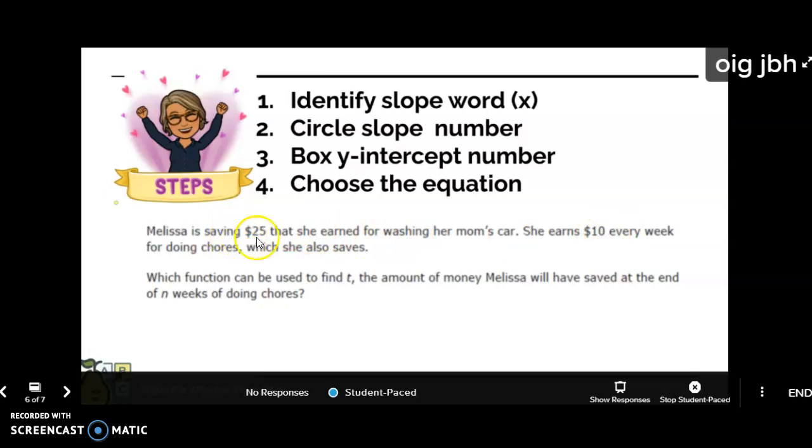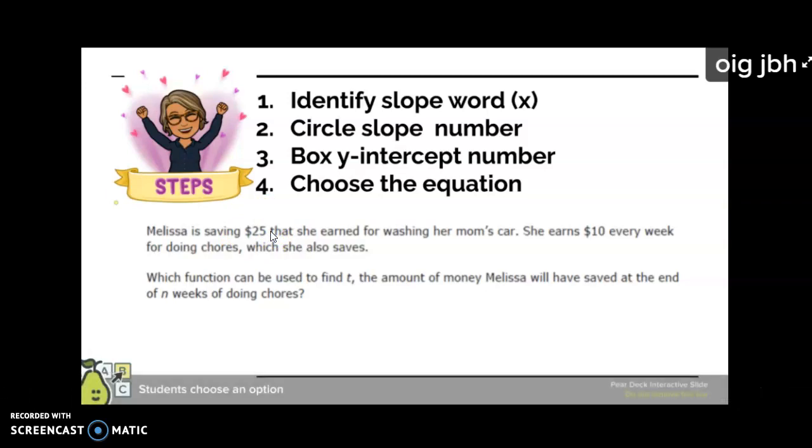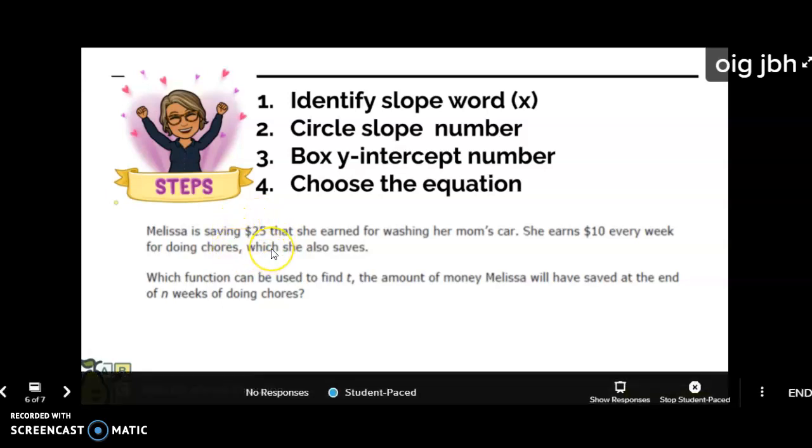This $25 is what she already has, right? That's my box for my intercept. So if we were writing the equation, the 10 is the one that needs to be next to the variable. 10 has a partner, a letter that should be next to it. Plus the 25, because that's what we already had. Okay, so go ahead and pick your answer choice that you think best matches what we wrote. And we're going to move on to slide 7.